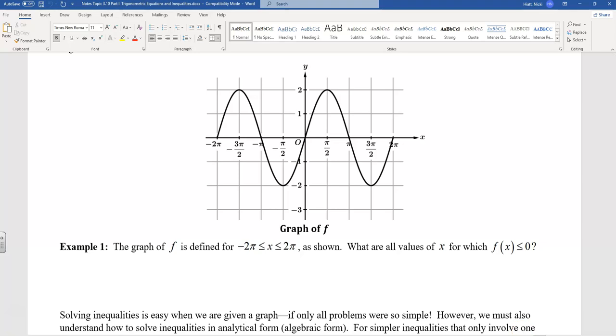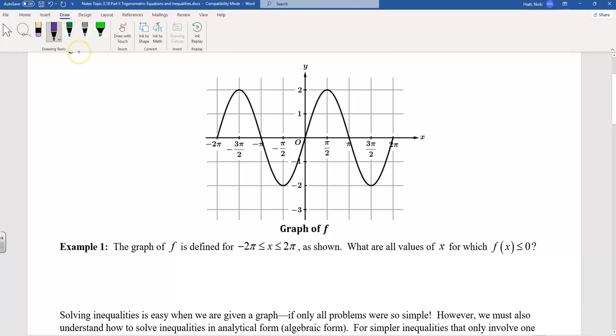Because if you have a graph that we have provided here, this question says the graph of f is defined from negative 2 pi to positive 2 pi. What are all values of x for which f of x is less than or equal to 0? So what are we looking for? If f of x is less than or equal to 0, what does that look like on the graph? Below the x-axis.